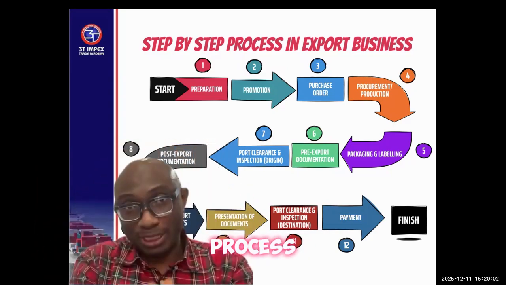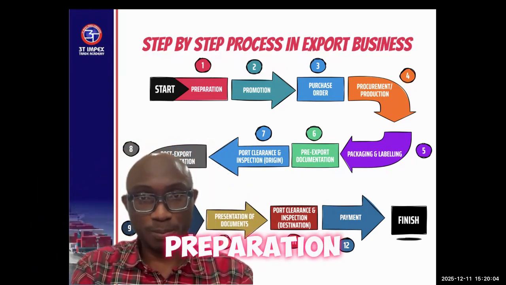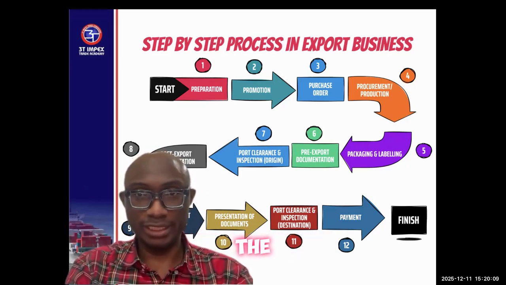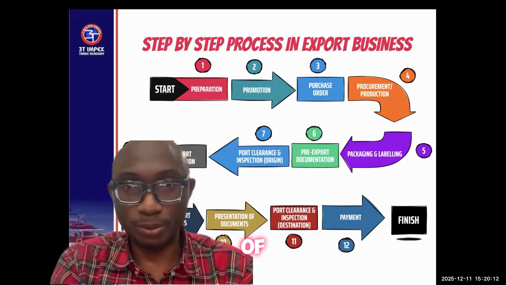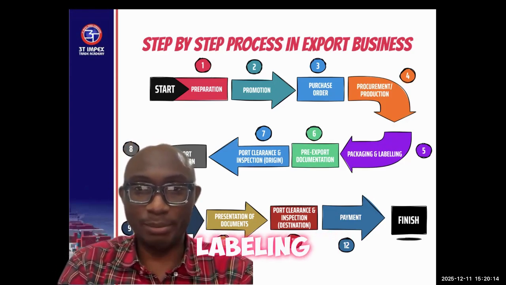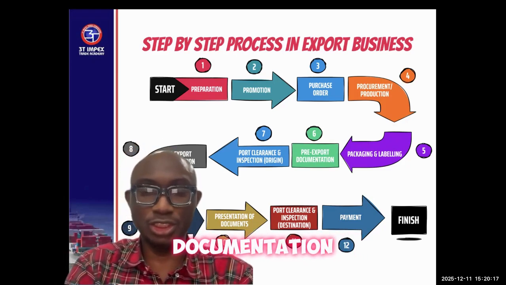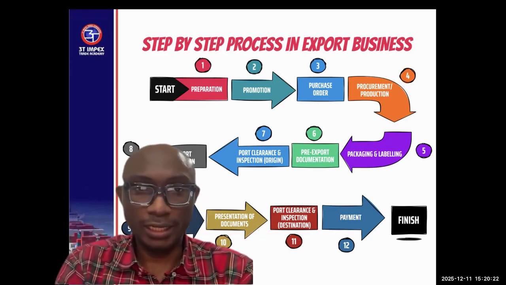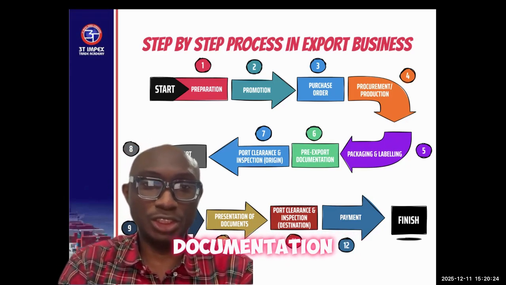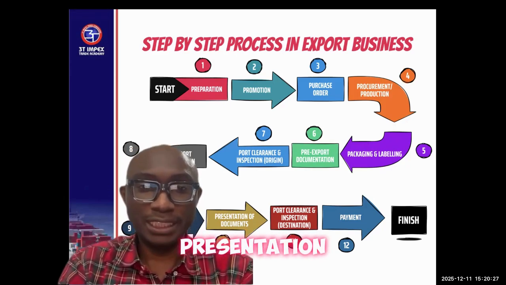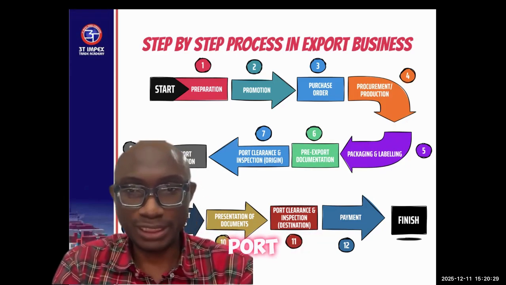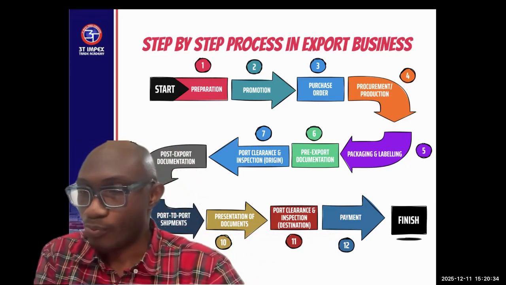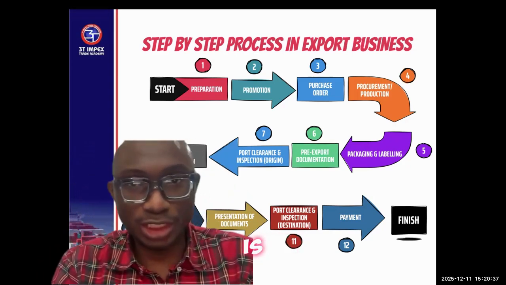Here is the step-by-step process, the 12-part series: the preparation, the promotion, the purchasers, the procurement or production, packaging and labeling, pre-export documentation, the port clearance and inspection, the post-export documentation, the port-to-port shipment, presentation of documents, port clearing and inspection at destination, and then payment. The focus of this session is on purchaser.